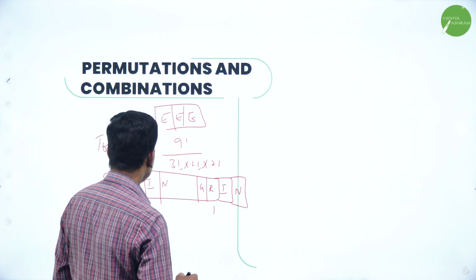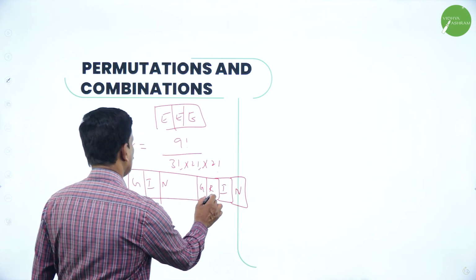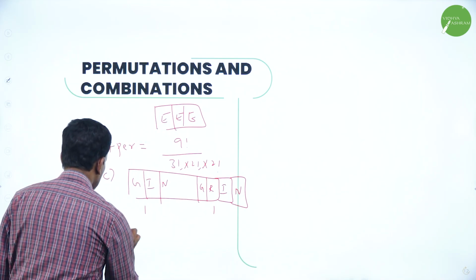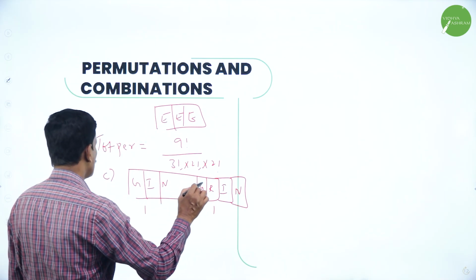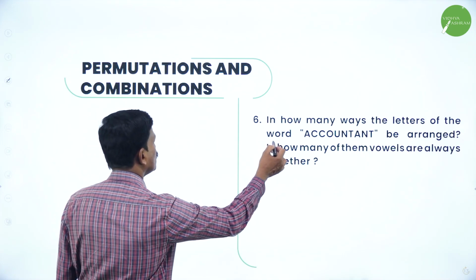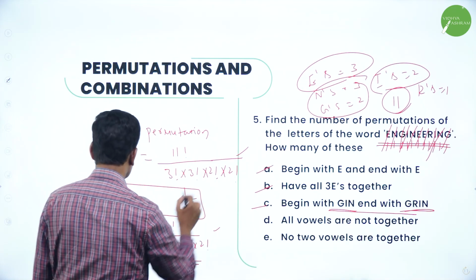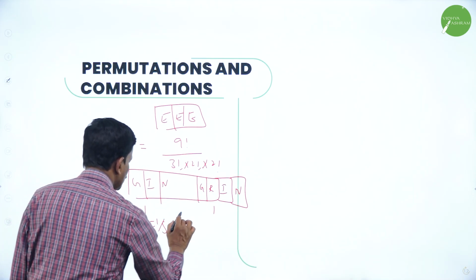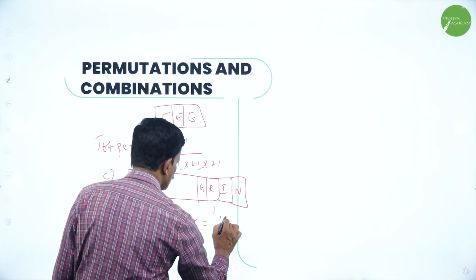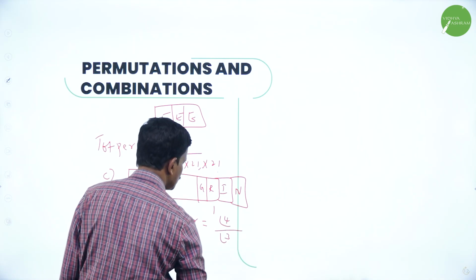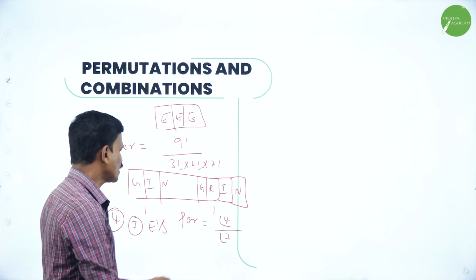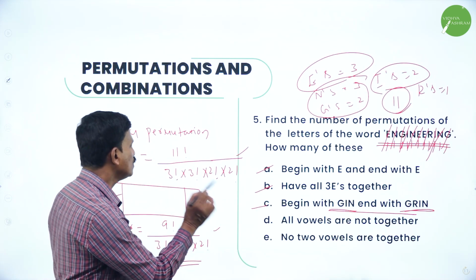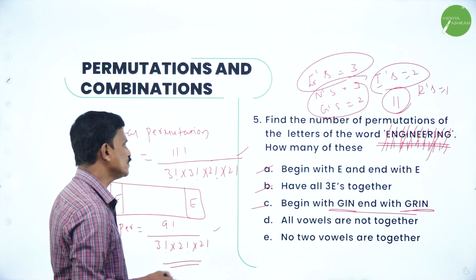How many letters are remaining then? 4 plus 3 is 7, so remaining 4 letters are left. In these 4 letters, what is left over is 3 E's. So the required permutation is equal to 4 factorial divided by 3 factorial. That's all. 4 factorial divided by 3 factorial will give the value of begin with GIN and end with GRIN.